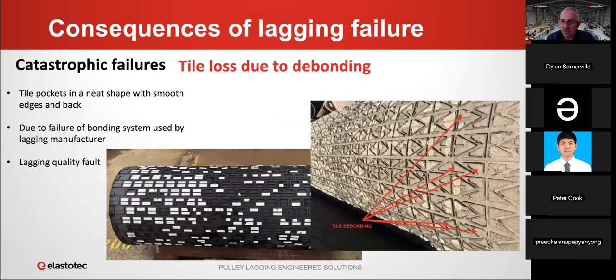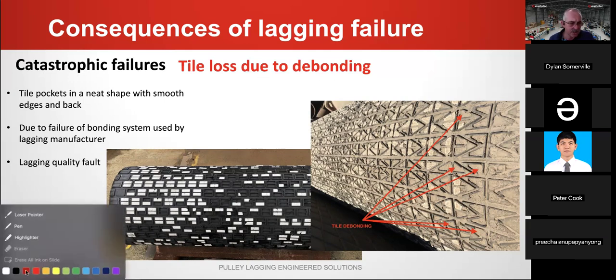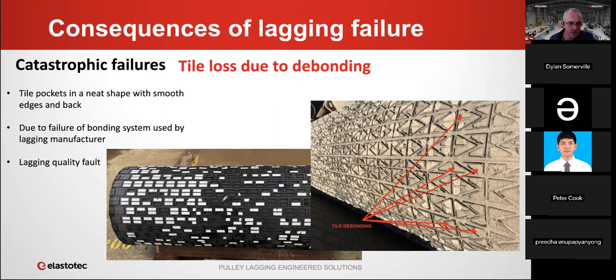There are a number of reasons that tiles come out of lagging. The most common one is what we call tile loss due to debonding. So the chemical system that is used to bond the ceramic tiles to the rubber breaks down and fails. It's very easy to identify because when the bonding system fails, what you end up with is a neat little pocket where the tile was with smooth sides. So if you can see here, these little pockets.